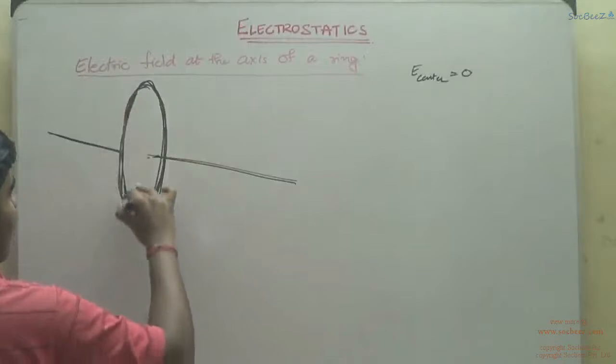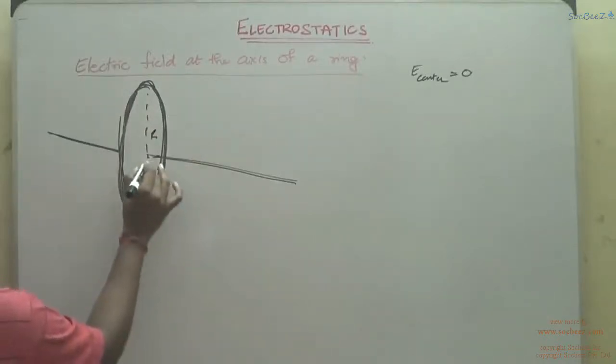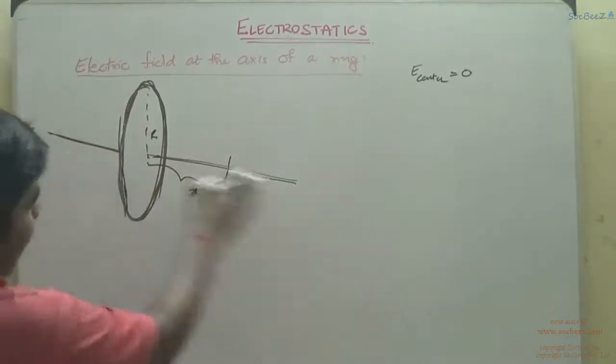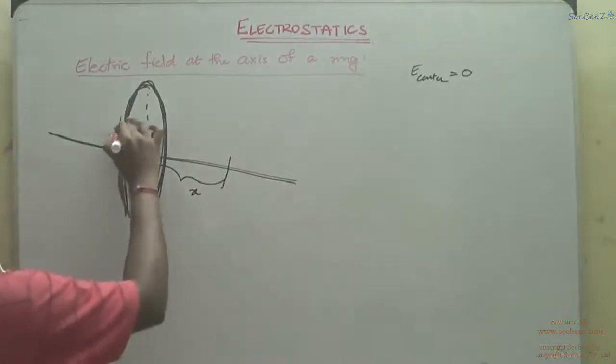Let this be a ring of radius r. Now at a distance x on the axis of the ring, I want to find the electric field.